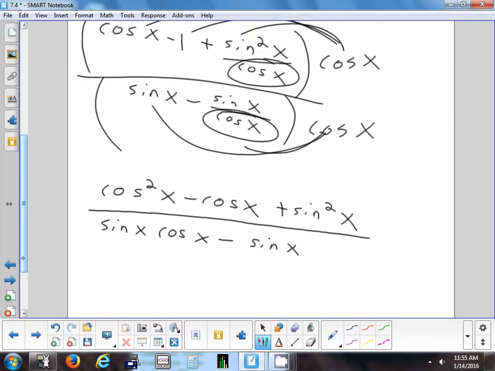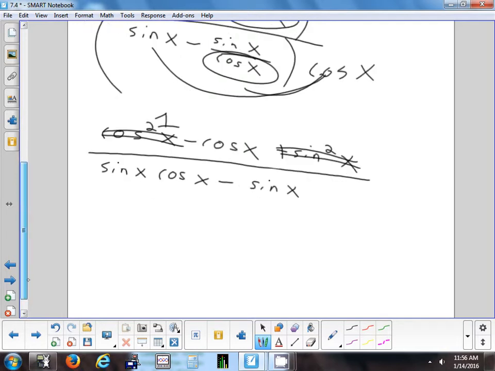Okay. Now, what happens in the top here? We have a sine squared plus a cosine squared, which equals 1. We can cancel this out, and that all becomes a 1. Whether you put 1 minus this or this plus 1, it's the same thing. Cosine squared and sine squared becomes a plus 1. And now, what do you have in the bottom that's common to both? Sine x.